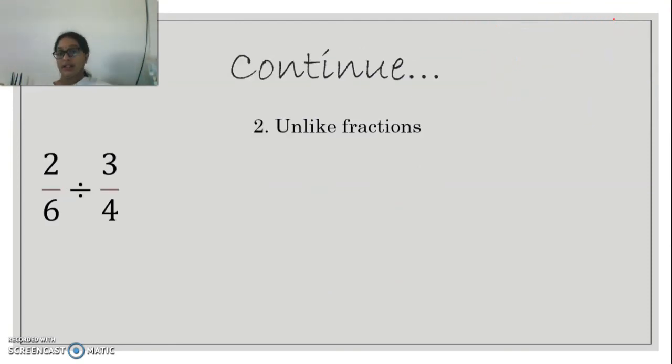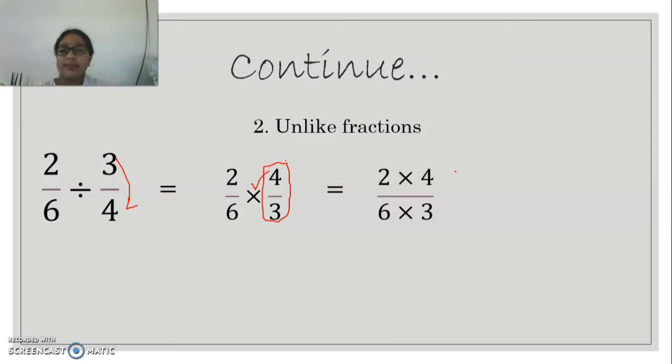Next, unlike fractions, it is the easiest thing. It is the same. Again, we're going to reciprocate it. 3 by 4 will become 4 by 3. And division has changed to multiplication. Now, you just multiply it. 2 into 4 by 6 into 3, which is nothing but 8 by 18.